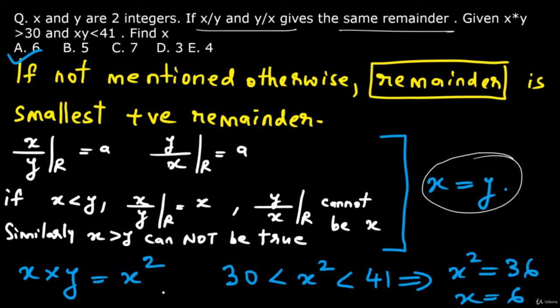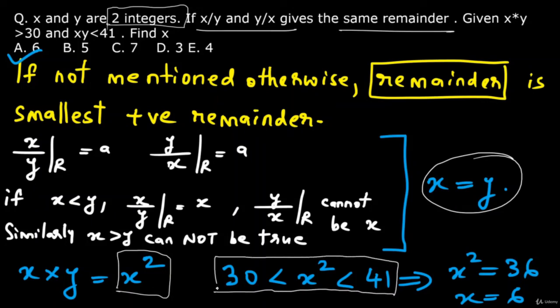So x into y is the same as x square. So it's a perfect square. And over here, x and y are integers, right? So you cannot have a decimal value. And we know that 30 is less than x square, less than 41. So between 30 and 41, you just have one perfect square, that's 36, right? Therefore, x has to be equal to 6, and hence the correct answer is option A, that is 6.